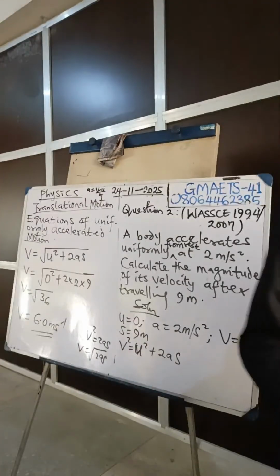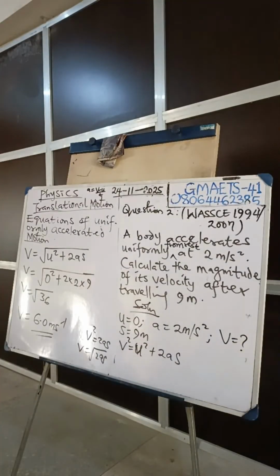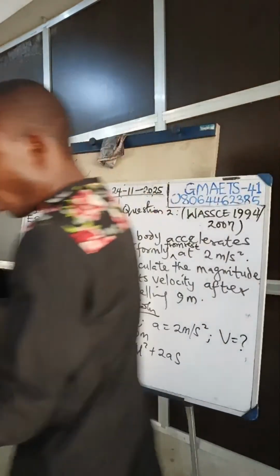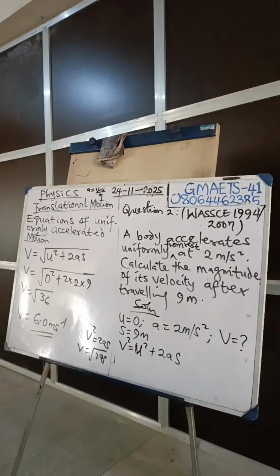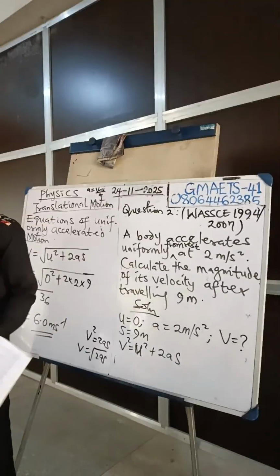Pay attention. I've closed this thing. Let me read out the options again. So you listen: option A, 4.5 meters per second. Option B, 6.0 meters per second. Option C, 18.0 meters per second. Option D, 36.0 meters per second. What's the answer? Option B.